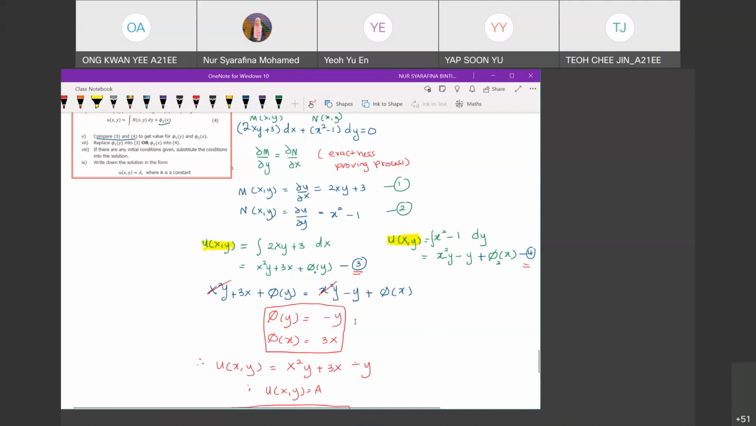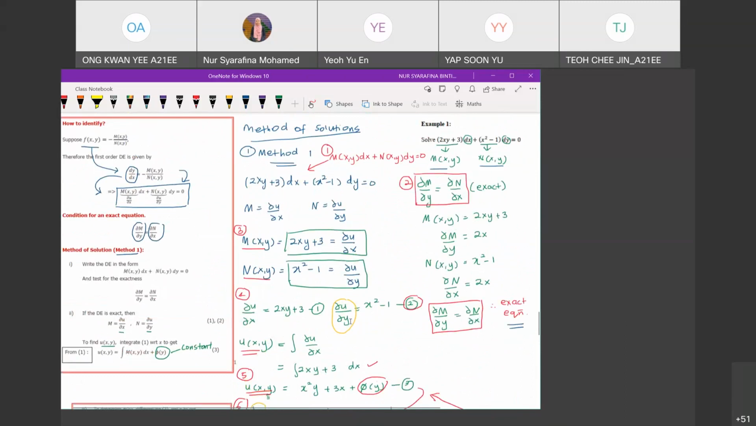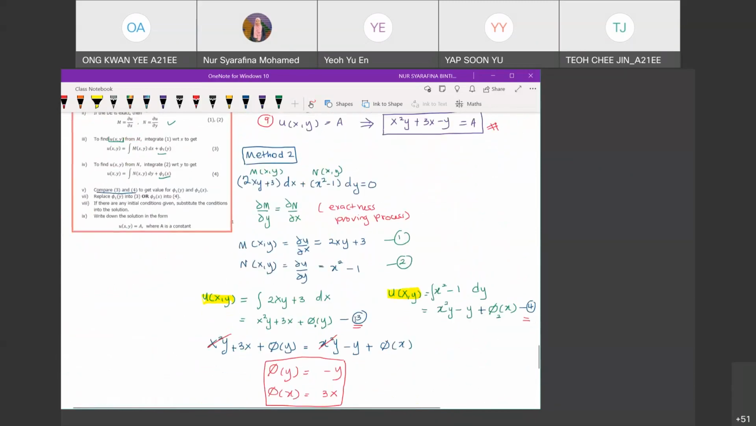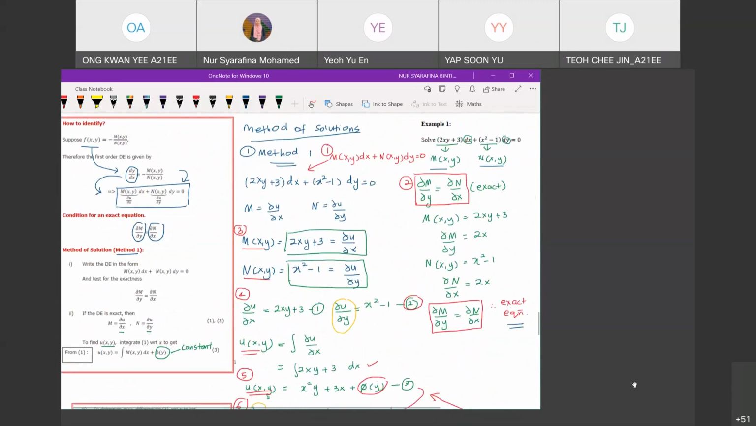So this is how we can find the solution of an exact ordinary differential equation. We have method 1, we have method 2, and we have the process of how to prove the exactness of the equation. Okay. All right, let's try the second example.